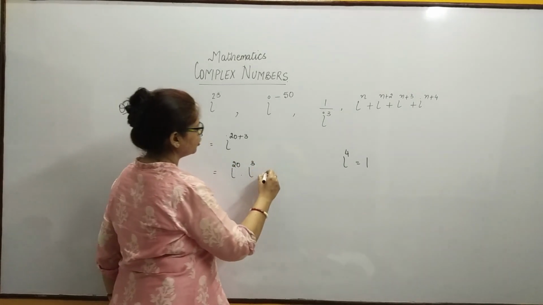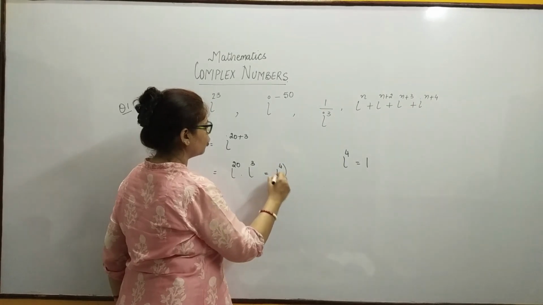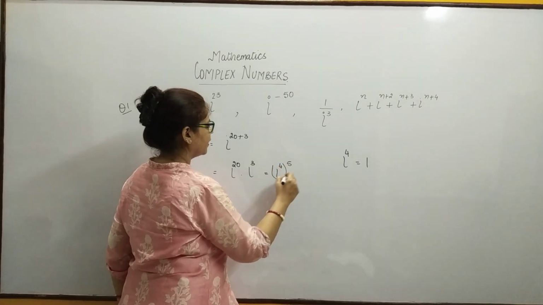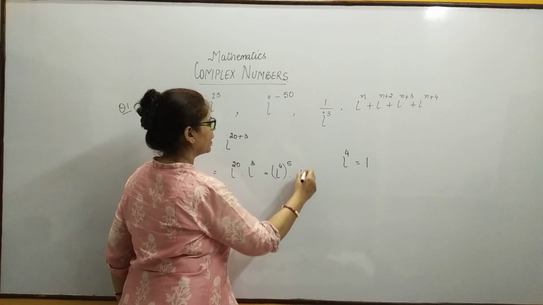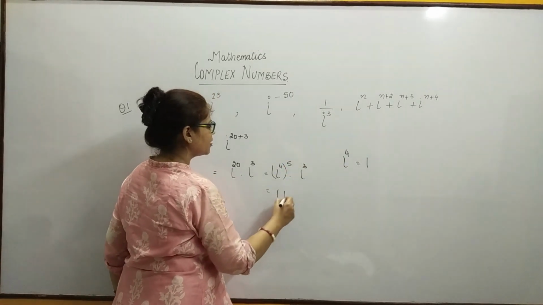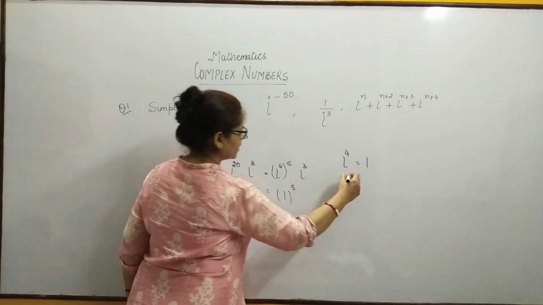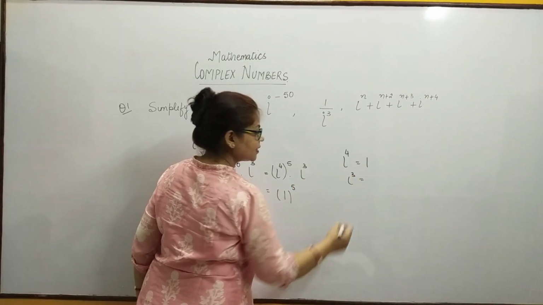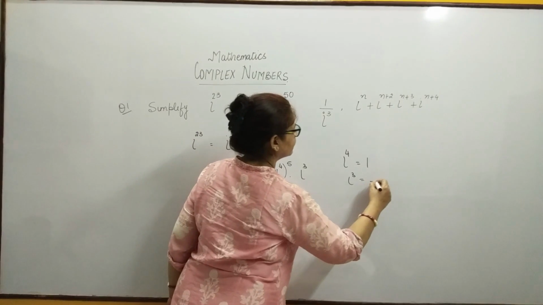i raised to the power 20, you know, i raised to the power 4 fives are, right? 4 fives are 20, i cube. i raised to the power 4 is 1, 1 raised to the power 5, and what is i cube? i cube is minus i.